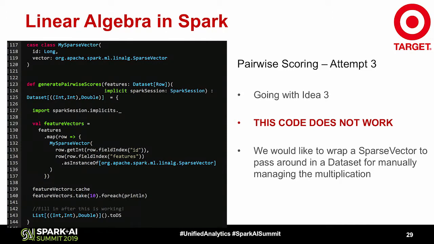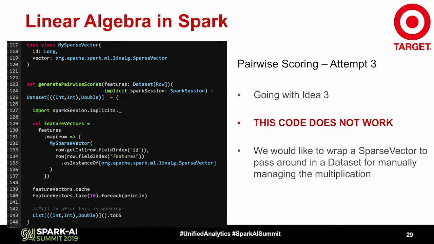Just to get going with this idea, I decided I'd create my own little case class, kind of like the indexed row, and I would wrap an ID, because I wanted to keep track of the IDs of the objects I was trying to get similarity for, and then wrap a vector. I tried to wrap a strongly typed sparse vector. The generate pairwise scores function looks really similar to what I was doing before. I'm going to generate a feature vectors data set where I map all of my raw vector inputs into my sparse vector object. Before I went through all the analysis, I just wanted to take a look at my data and make sure it looked okay.